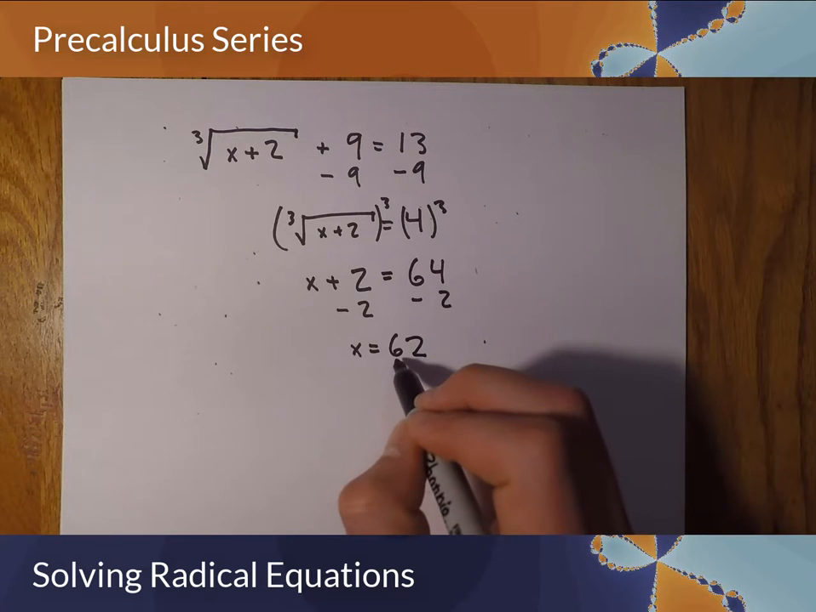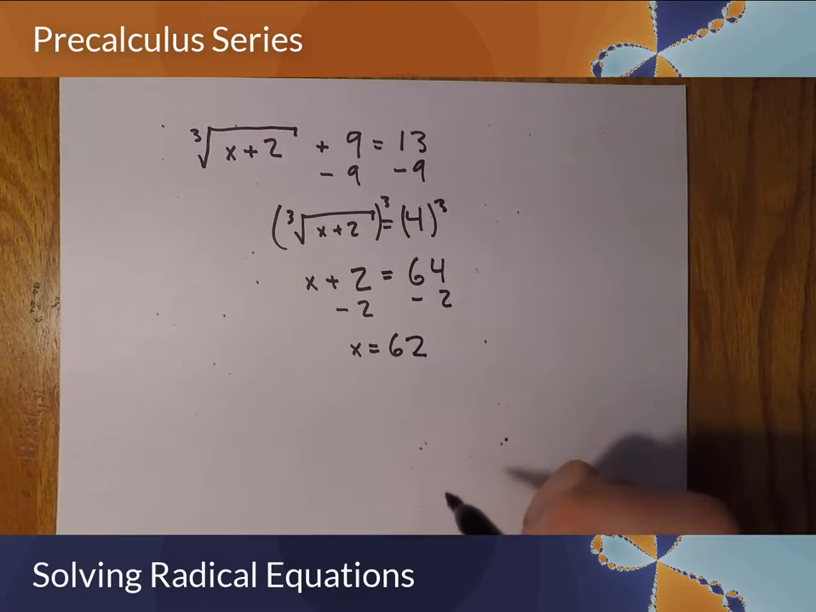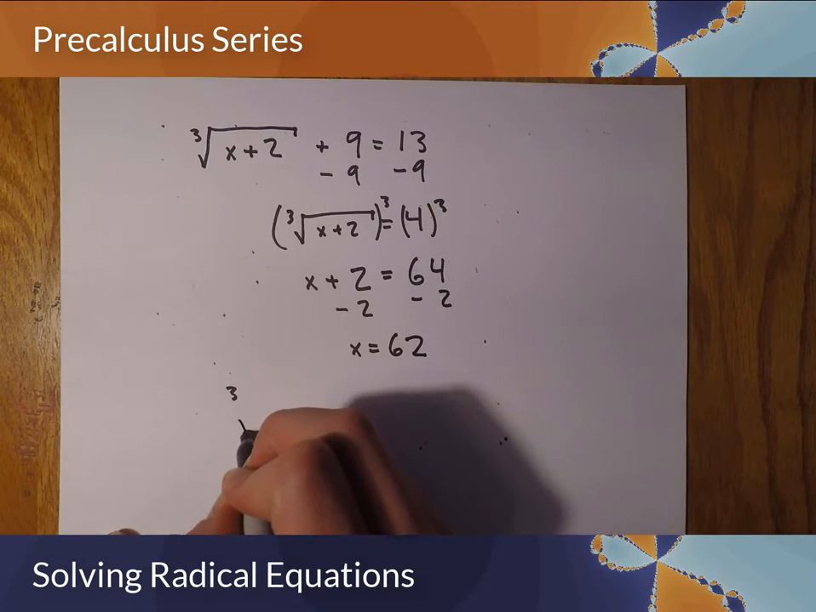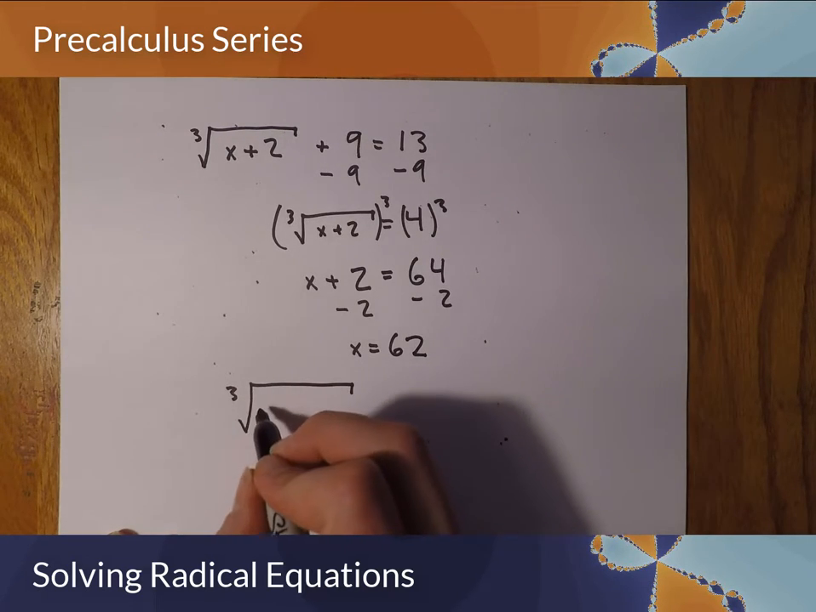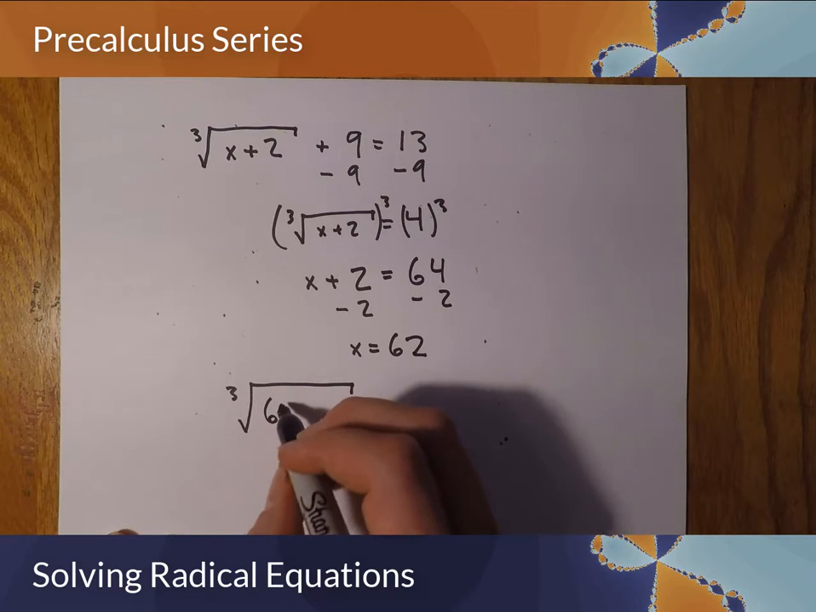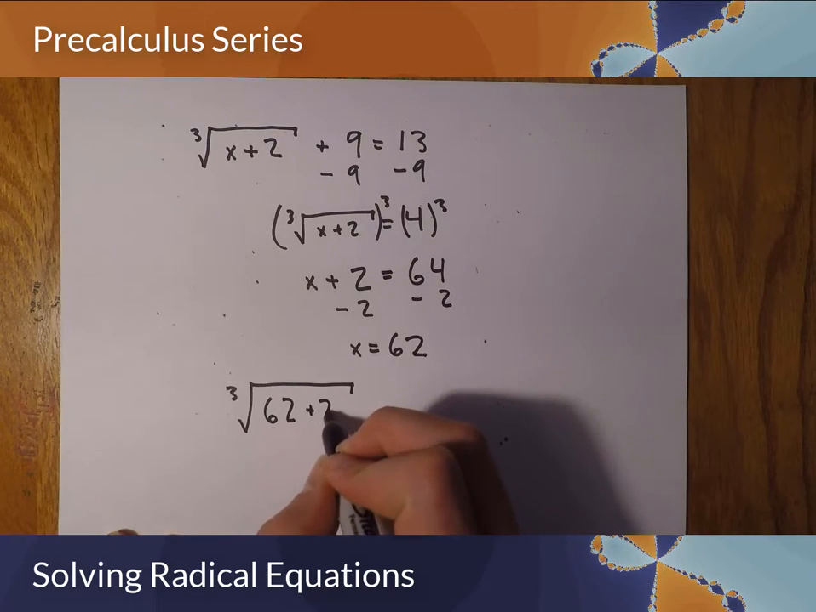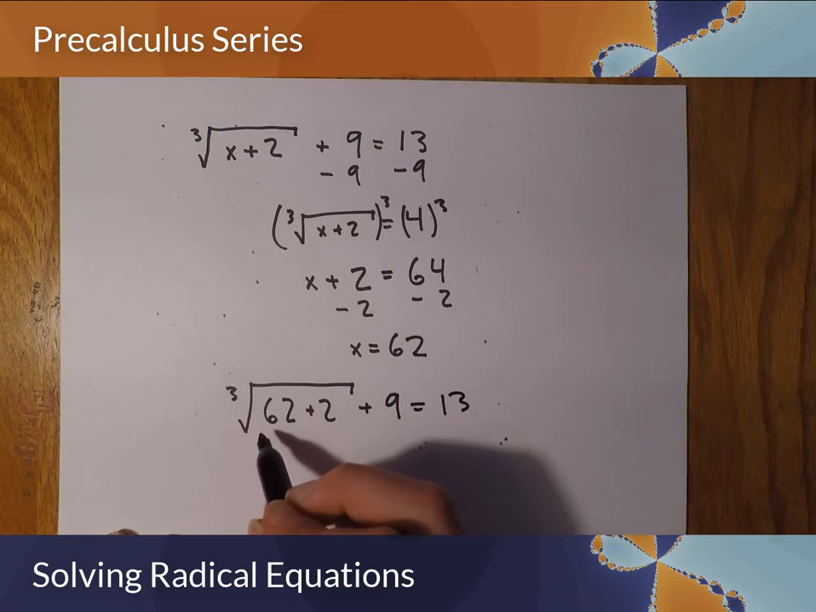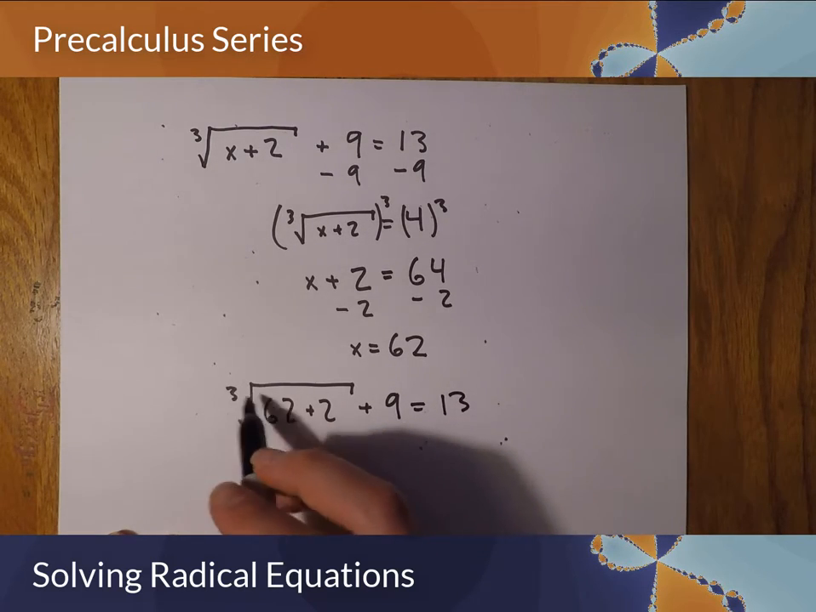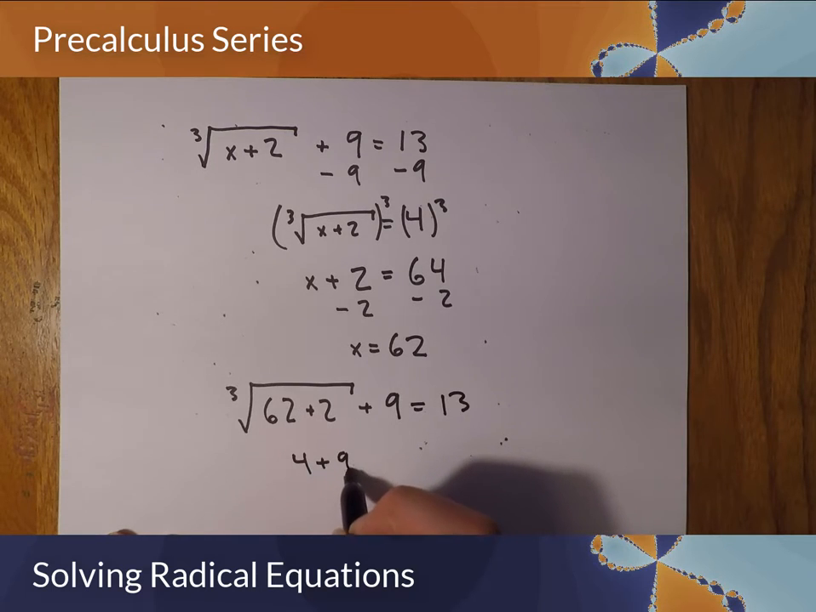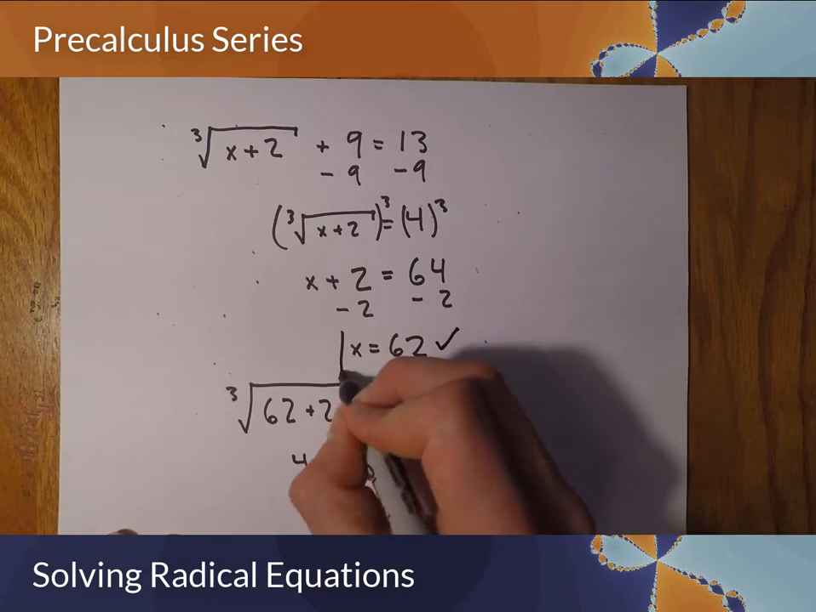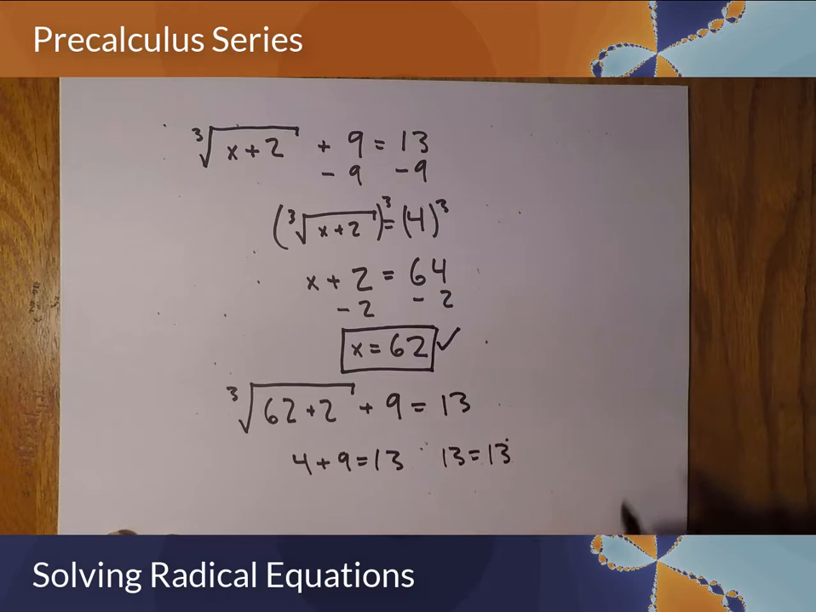x equals 62. And so now to check this, we just need to plug this in. And so we find that, oh look, the cube root of 62 plus 2, plus 9 is indeed equal to 13, because 62 plus 2 is 64. The cube root of 64 is 4, so 4 plus 9 equals 13, and so 13 equals 13. So we have a solution. x is equal to 62.